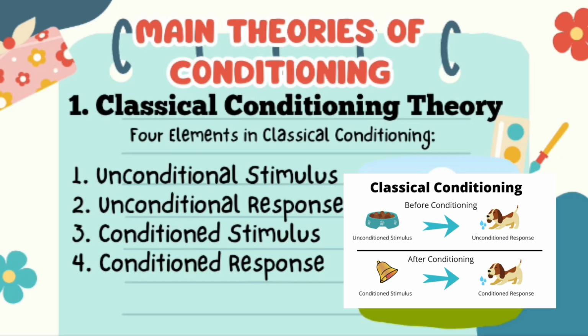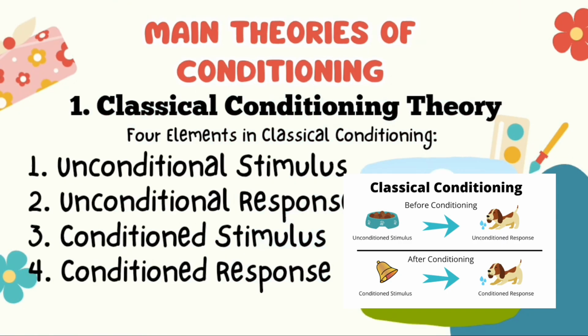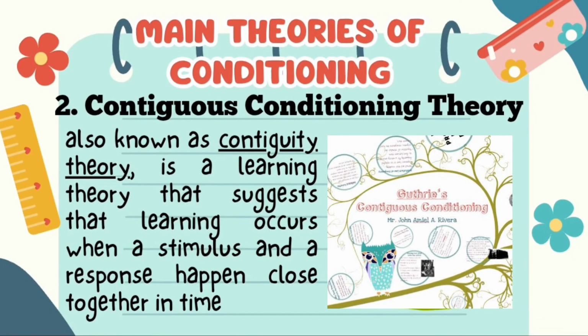Next, for the second main theory of conditioning, we have the contiguous conditioning theory. This theory is called contiguity theory. It explains that learning happens when a stimulus and a response occur close together in time. In simple terms, it means that when two things happen one after another repeatedly, our brain connects them.